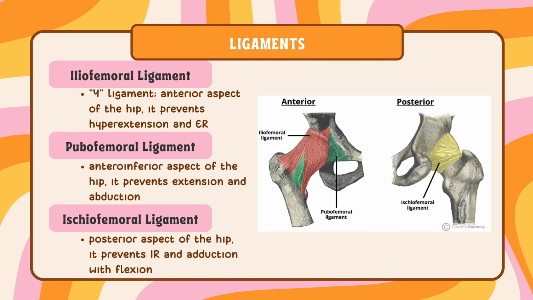And then the posterior ligament, the yellow, is the ischiofemoral ligament. It's on the posterior aspect, so it's going to prevent internal rotation and adduction with flexion. So those are the 3 ligaments that provide stability to the hip.